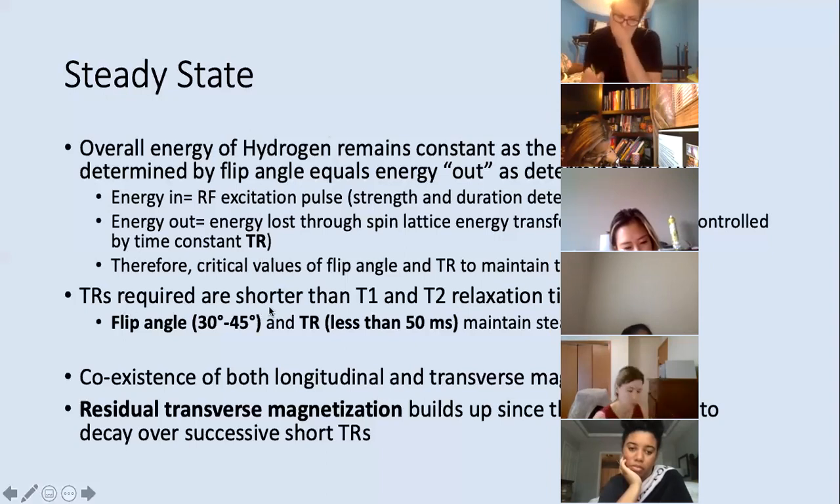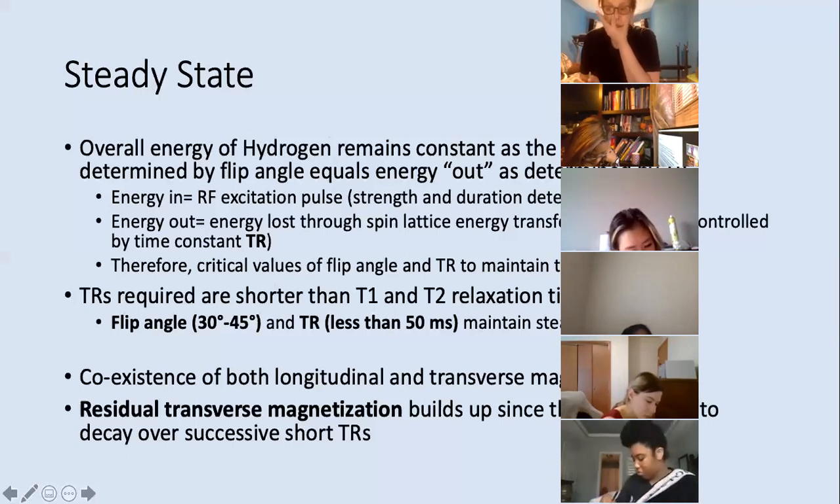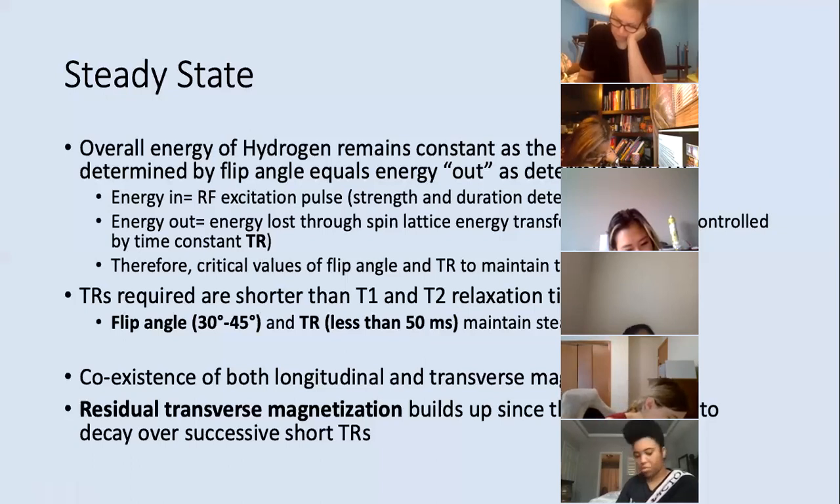Our TR has to be shorter than the T1 and T2 relaxation times of pretty much all the tissues within our body, so that equals less than 50 milliseconds. Remember I said fat recovers very fast, but it usually takes at least about 100 milliseconds to fully recover. So we're selecting a TR even shorter than that 100 milliseconds, less than 50 milliseconds. And then our energy in, our flip angle, is around 30 to 45 degrees. So we're not doing the full 90, we're doing about half of that.